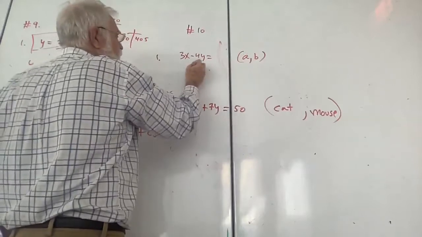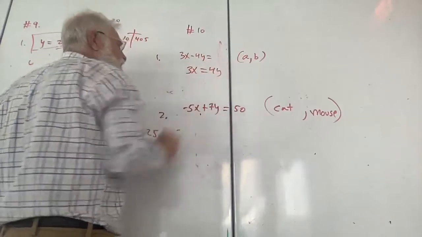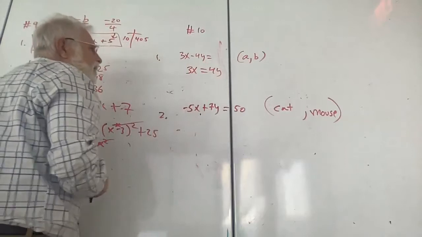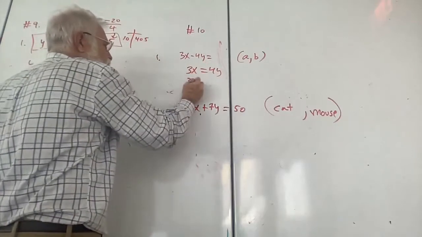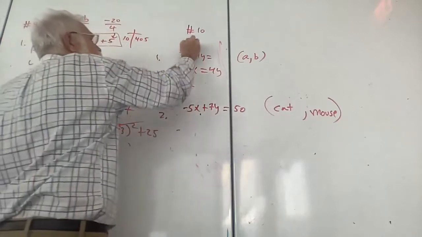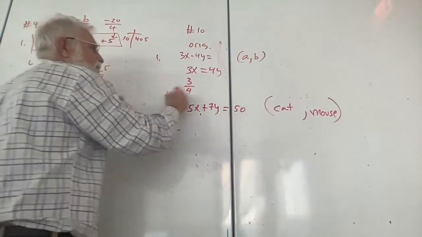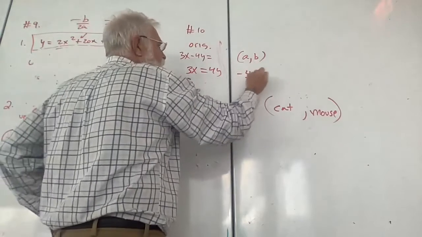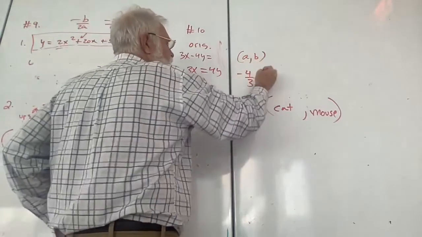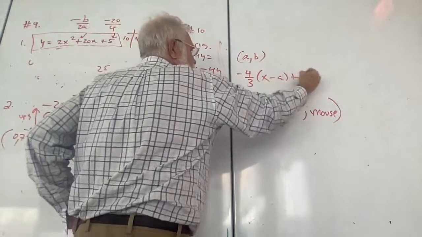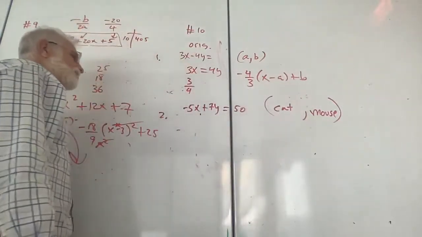So therefore 3x equals 4y. I moved the y's because I don't like dividing by negatives. You make more mistakes. So we have a 3-to-4 ratio in the original problem. So what's perpendicular to 3/4? −4/3. And I want it to go through (a, b). So x minus a plus b. You need to know how to do that.